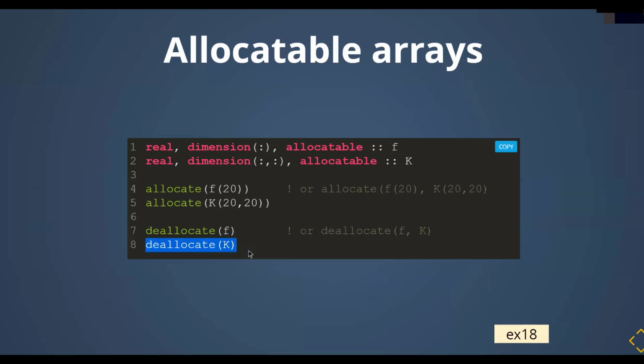you want to deallocate. It's also possible, instead of doing multiple statements here, to have a comma here and add multiple variables that you want to allocate. Same thing with the deallocate. So you can have a deallocate that says deallocate f, comma k. That works as well, and that will free up the memory for both of those variables at the same time.